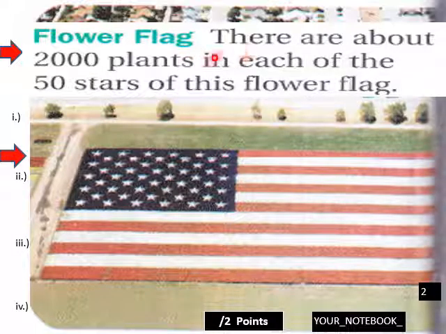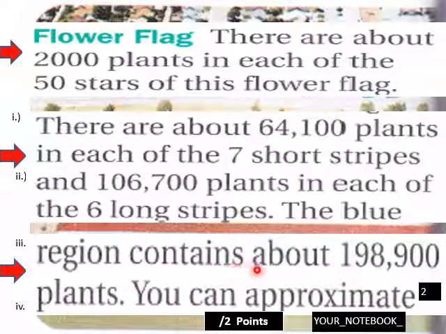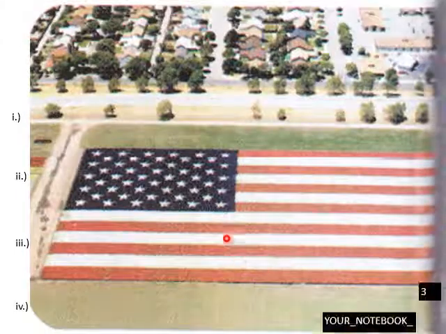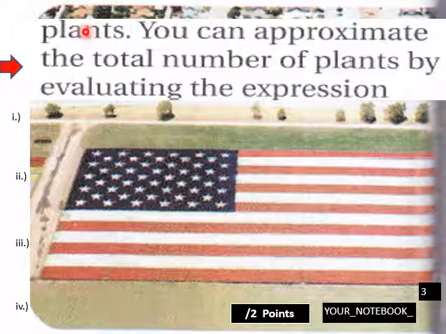Flower flag. There are about 2,000 plants in each of the 50 stars of this flower flag. There are about 64,100 plants in each of the 7 short stripes and 106,700 plants in each of the 6 long stripes. The blue region contains about 198,900 plants. You can approximate the number of plants.